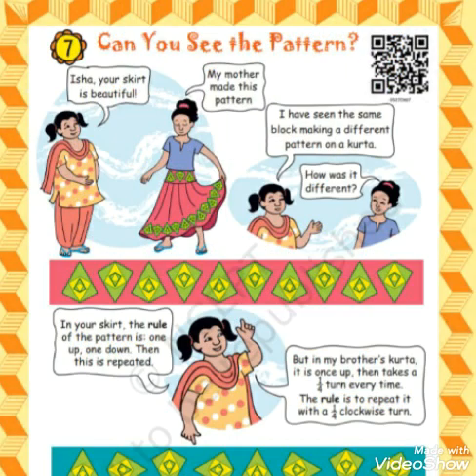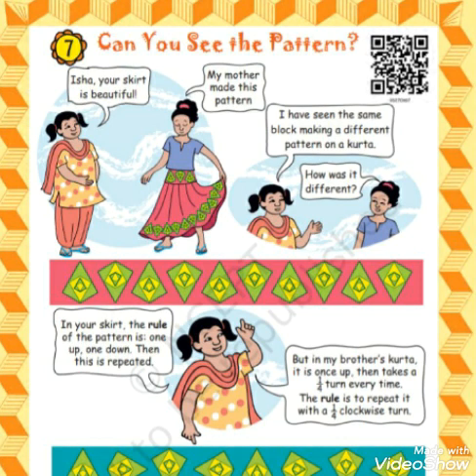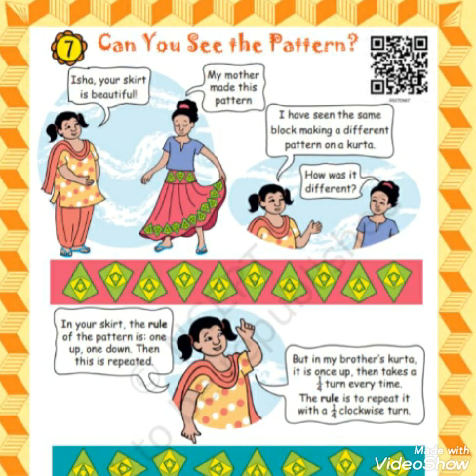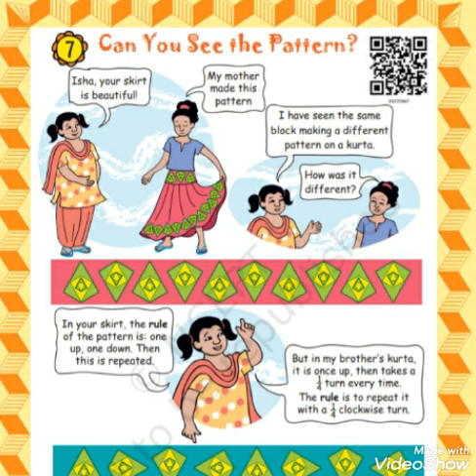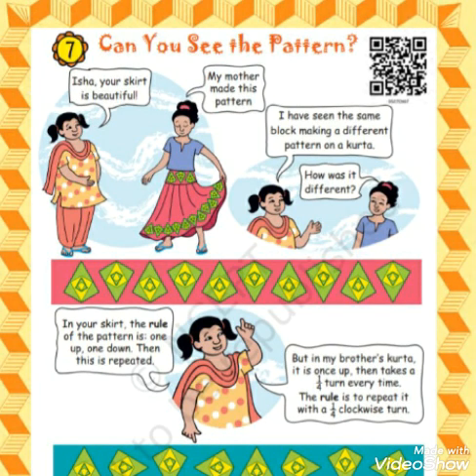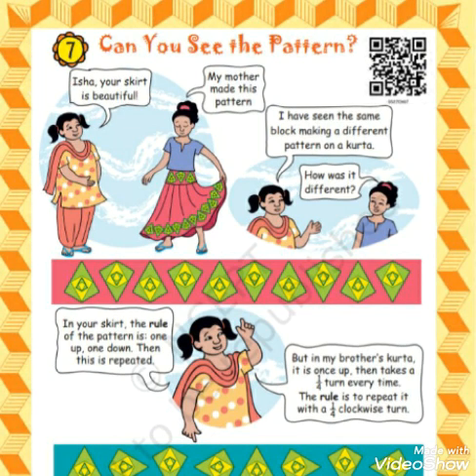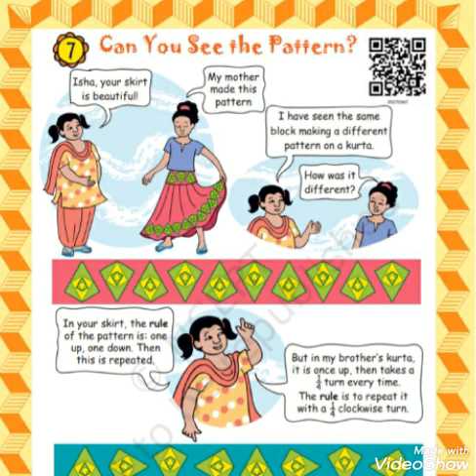Let's start with the first page of the chapter. Here, two women are talking with each other about the pattern of their dress. First one is saying, Isha, your skirt is beautiful. The second girl is saying, my mother made this pattern. Now, the first woman is saying, I have seen the same block making a different pattern on a kurta. Isha asked, how was it different?